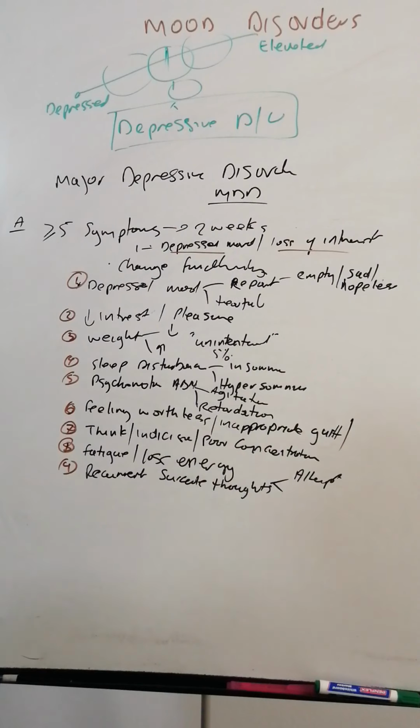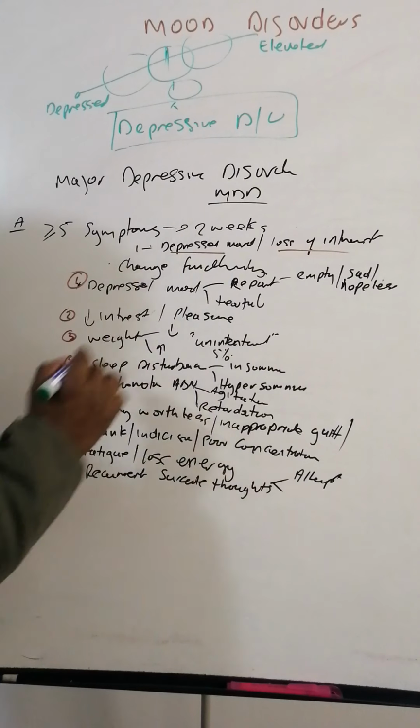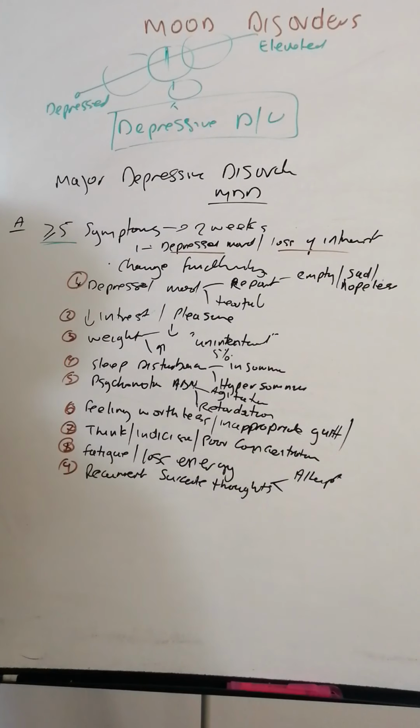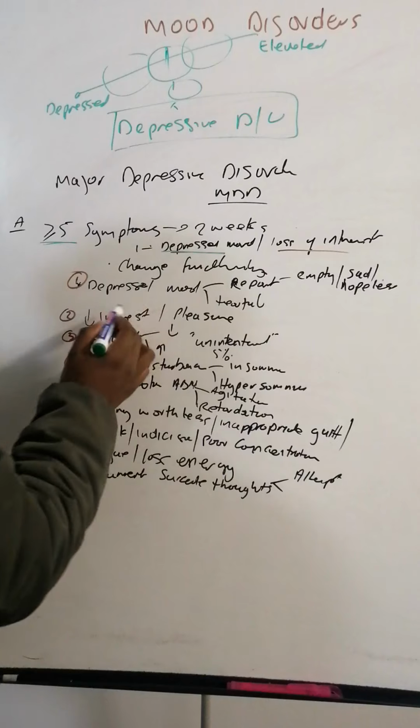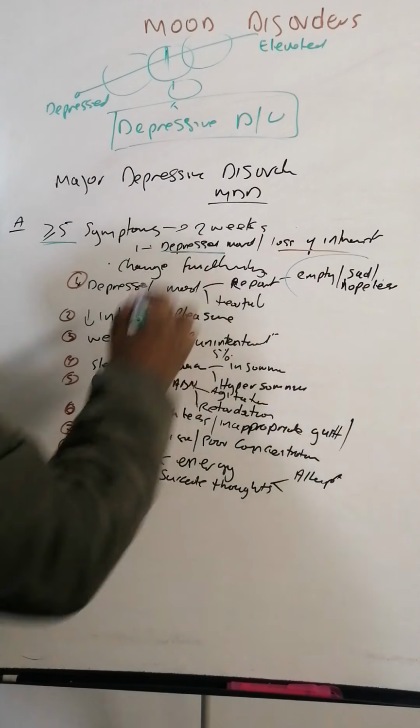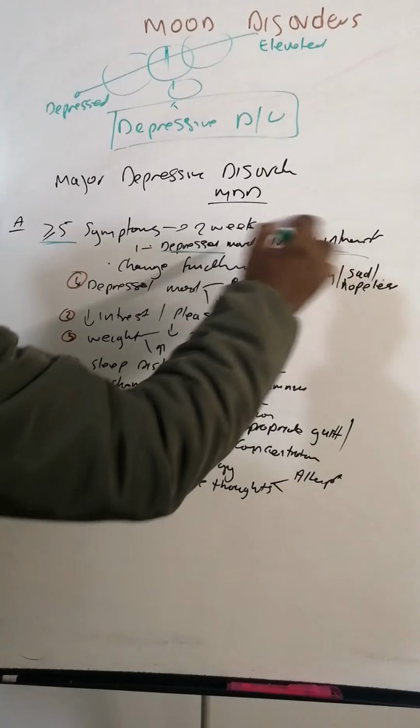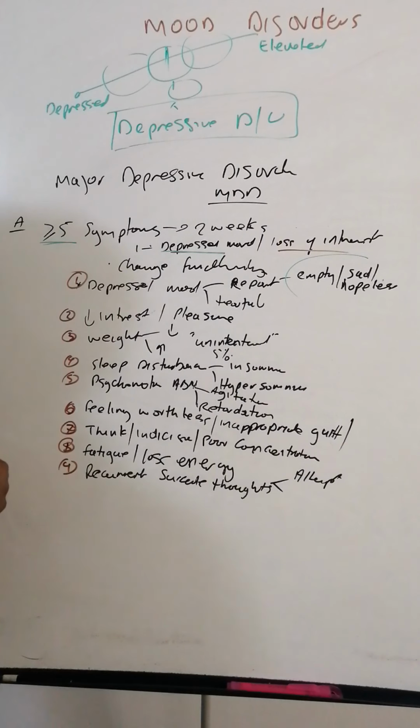So guys, these are the symptoms. This is the criteria that a patient must meet. As we said, out of all of these, we need a minimum of 5. And one of those 5 symptoms should be a depressed mood, like we explained here, or loss of interest or pleasure. So you need those, right? So now let's talk about criteria.